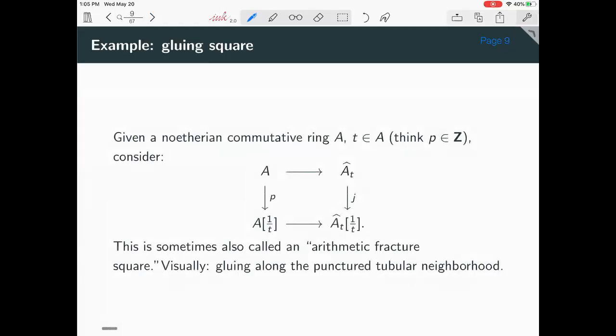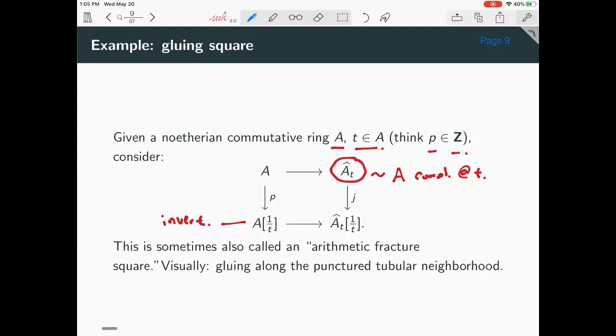Another example, which is maybe less well known, is this gluing square. You have a Noetherian commutative ring A and an element t in A. Maybe I pick some random prime inside the integers. From there, you can form the following square. You have A completed at t, and then you have A with t inverted, so invert t.